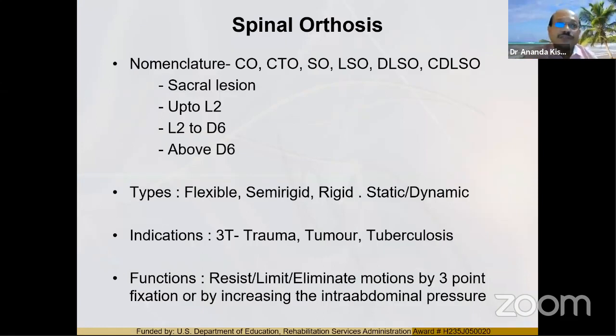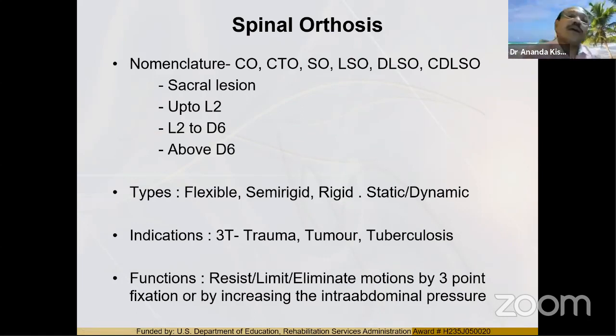Now the spinal orthosis. Nomenclature is easy. There is cervical orthosis, cervicothoracic orthosis, I already told. If it is a sacral lesion, we have to use the sacral orthosis. Any lesion from the lumbosacral junction up to L2, that is lumbosacral orthosis. Any lesion from L2 to D6, we have to use the dorsolumbosacral orthosis. And above D6, we have to use the cervico-dorsolumbosacral orthosis. In sacral lesion, it is usually the belt. Most similarly, the belt we use on a daily basis is basically the sacral orthosis.